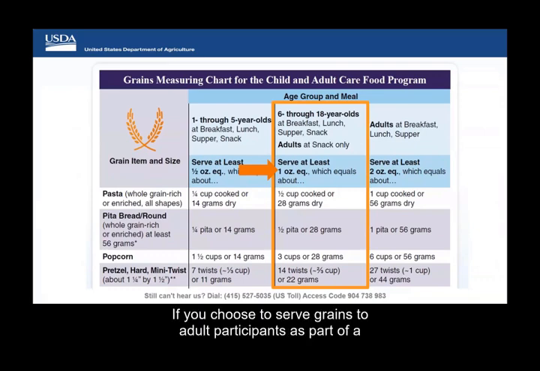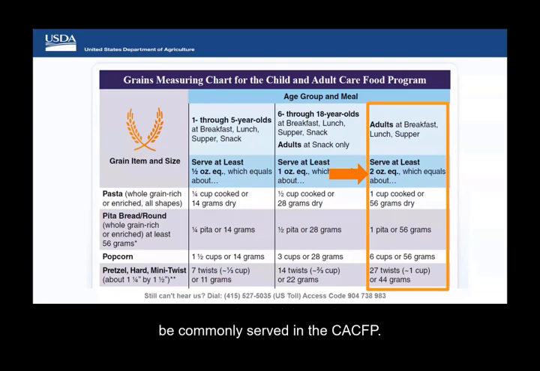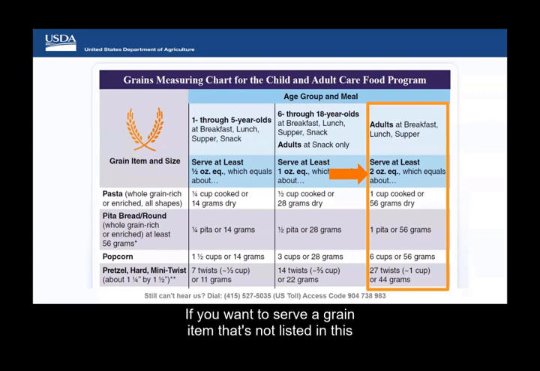If you choose to serve grains to adult participants as part of a CACFP snack, you must serve at least 1 ounce equivalent of grains as well. Finally, each grain item in this chart is listed with the amount of an item you need to make up 2 ounce equivalents of grains. 2 ounce equivalents of grains is the minimum amount of grains required for adult participants at breakfast, lunch, and supper. As I mentioned, this chart has over 40 grain items that might be commonly served in the CACFP. If you want to serve a grain item that's not listed in this chart, we will talk about other tools you can use toward the end of today's webinar.